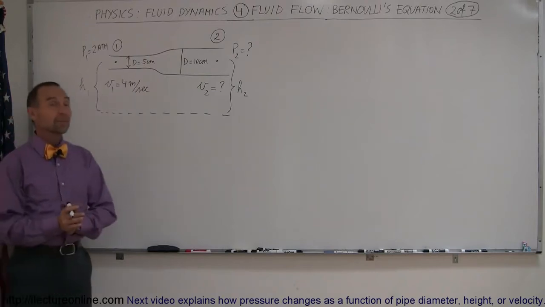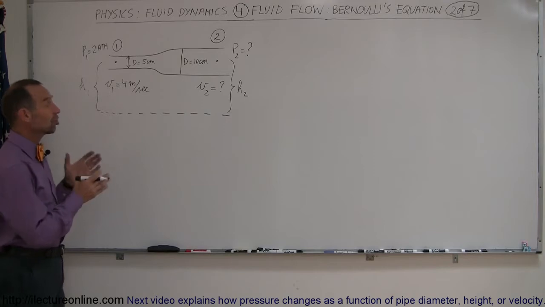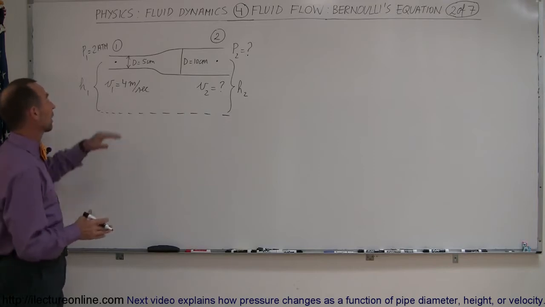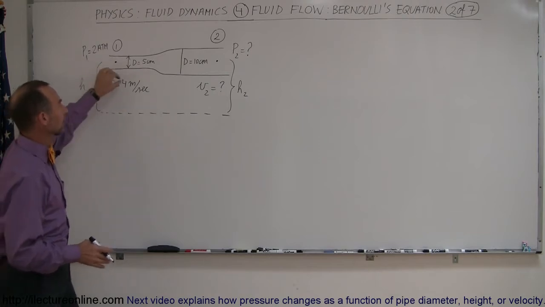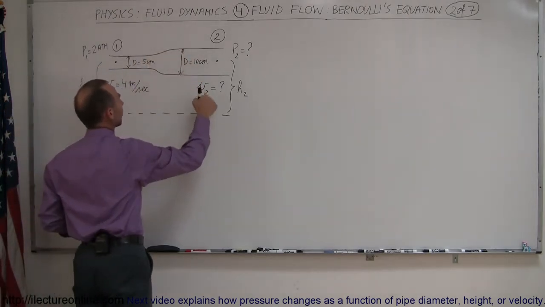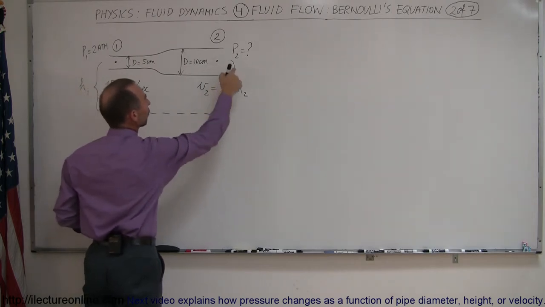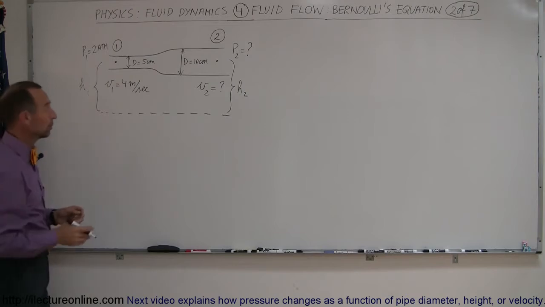Okay, our next example in Bernoulli's equation is a pipe where the diameter changes. Here we have a pipe where the water is flowing at 4 meters per second, then the diameter doubles to 10 centimeters, and so the velocity decreases. What would be the resulting pressure at that point? So let's write down Bernoulli's equation.